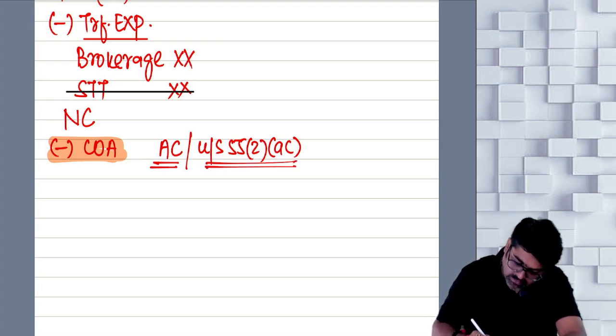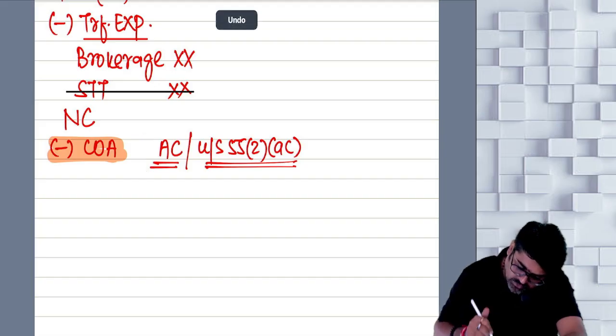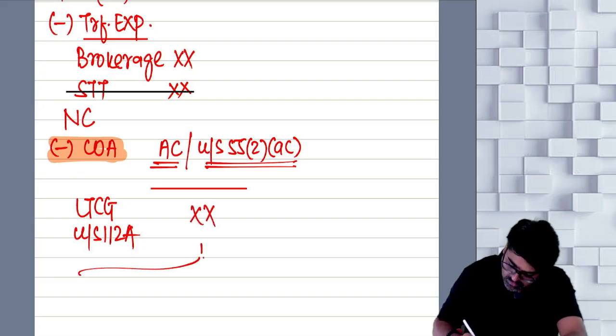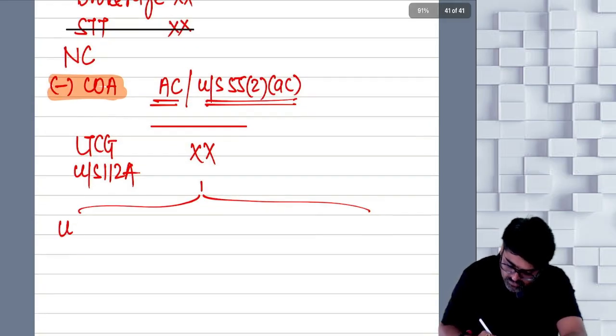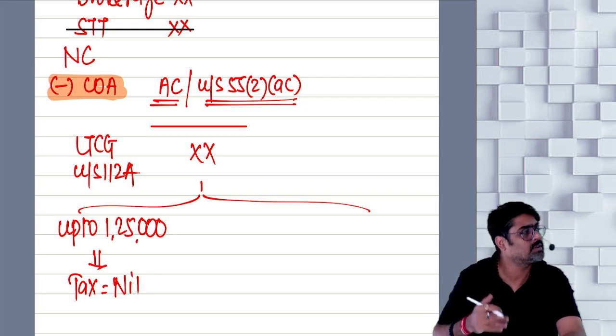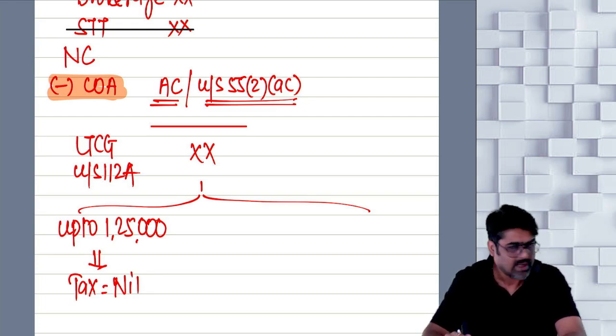Now after reducing this cost from the net consideration, whatever long-term capital gain remains will be under section 112A. On this long-term capital gain up to 1,25,000, tax will be nil. No tax will be charged on the first 1,25,000. And they are just giving you a lollipop right now.